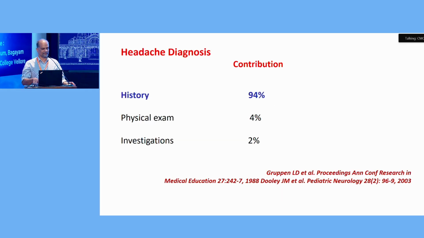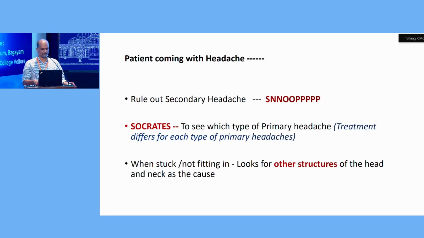So headache is a diagnosis to which a good history contributes more than 90%, physical examination about 4%, and only 2% is imaging helping you in the diagnosis of headaches. So for a patient presenting to you with headache, rule out secondary causes by using SNOOP and SOCRATES to see which primary headache the patient is having, because treatment differs for each of these. And if you are stuck, look at structures other than the brain and the meninges for the cause of the headache.